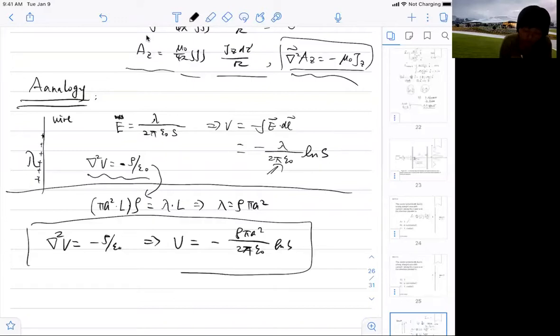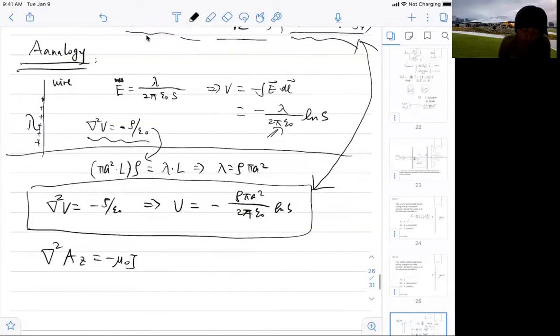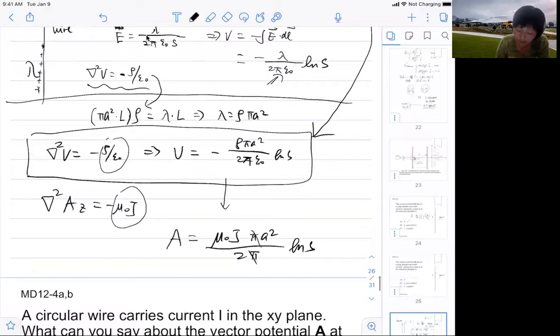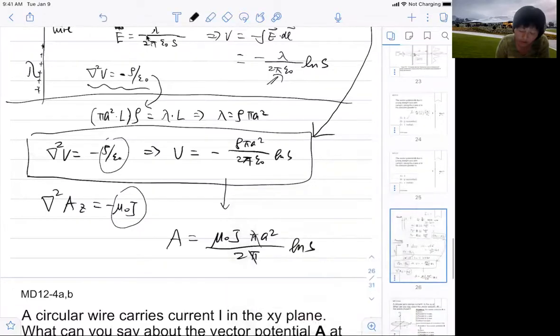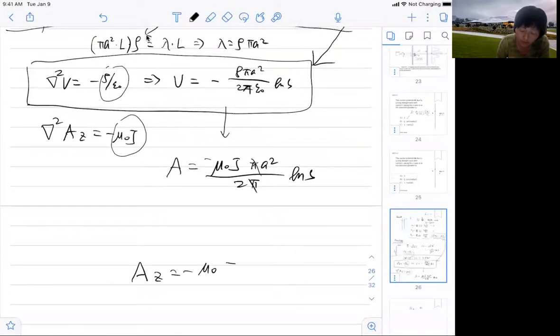So this is what we wanted to compare this one with. Look at these two, they have the exact same format, right? The difference is the constants. So I can carry over this result and write my A right away. Instead of writing rho over epsilon naught, all I do is replace rho over epsilon naught with mu naught j. It's mu naught j pi a squared over 2 pi log s. And do some cancellation to simplify this. The final result will become A_z is mu naught. Sorry, I still have a negative sign. Negative mu naught J a squared over 2 log s.